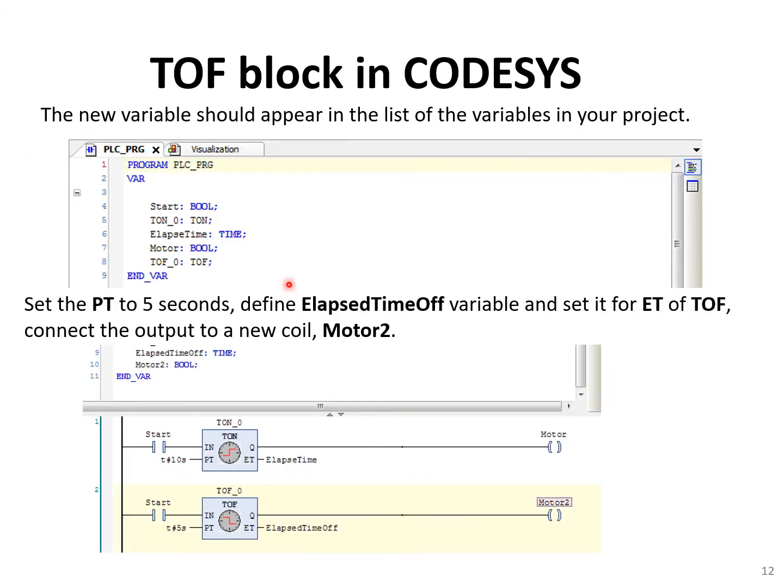The new variable should appear in the list of variables in your project. Here you have the new variable. Set the PT or preset time to 5 seconds. Define a variable for elapsed time and set it for ET of TOF. Connect the output to the new coil motor 2. So you need to define or declare a new coil variable, a Boolean variable motor 2.